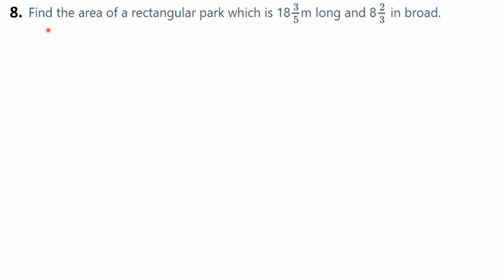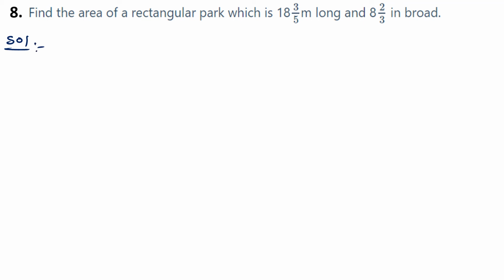Question number 8. Find the area of a rectangular park which is 18 3 by 5 meters long and 8 2 by 3 meters broad. Okay, so they have given the length and breadth of the rectangular park. Now we need to find the area of the rectangle. So what is the area of a rectangle? Length into breadth, right? So let us write the solution now.